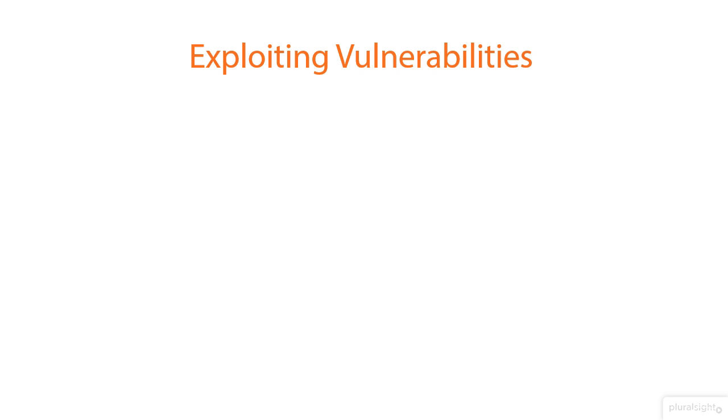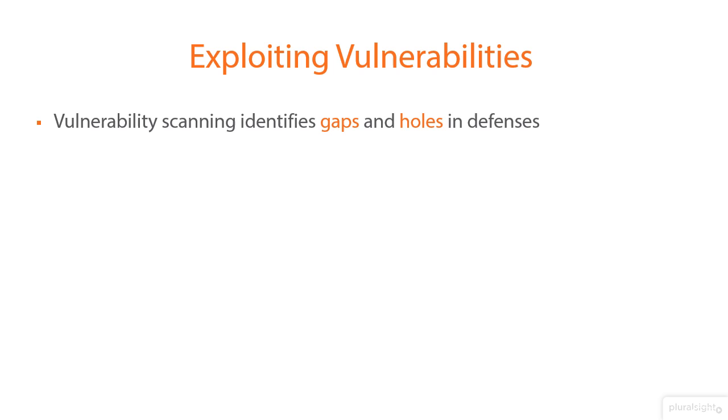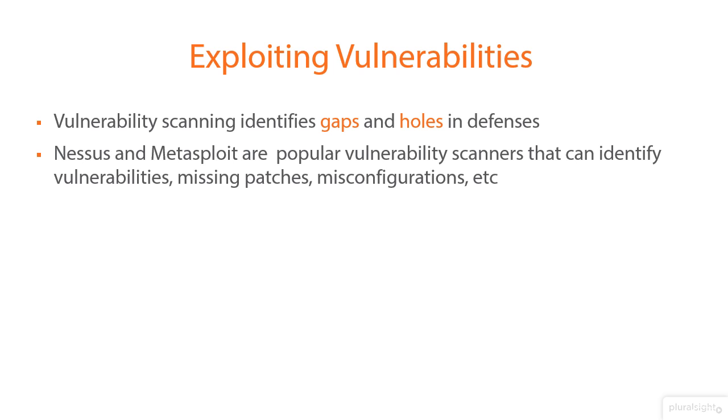Okay, so exploiting vulnerabilities. The vulnerability scanning identifies gaps and holes in defenses, as we talked about. Nessus, Metasploit, a couple other ones we mentioned are all very popular scanners that can identify vulnerabilities, missing patches, misconfigurations, and so forth. So as these tools launch and we generate these reports of, okay, there's X number of patches, 1 through 10 missing. These vulnerabilities, because of those patches are missing, we now have these 5 or 10 or 15 vulnerabilities that we can try to exploit.